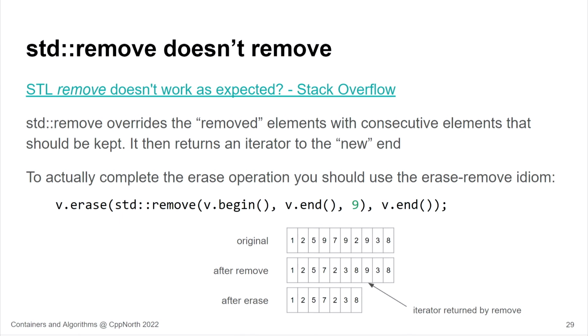I mean, there were three 9s in the original container. The first two were overridden with other elements. And the last one, which is here, no one came to override it, and I just finished. The return value is an iterator pointing to this 9, saying, well, this is the new end, or this should be the new end. It is still not the new end. The size of the container is still the same. And then you need to call erase if you actually want to erase them.